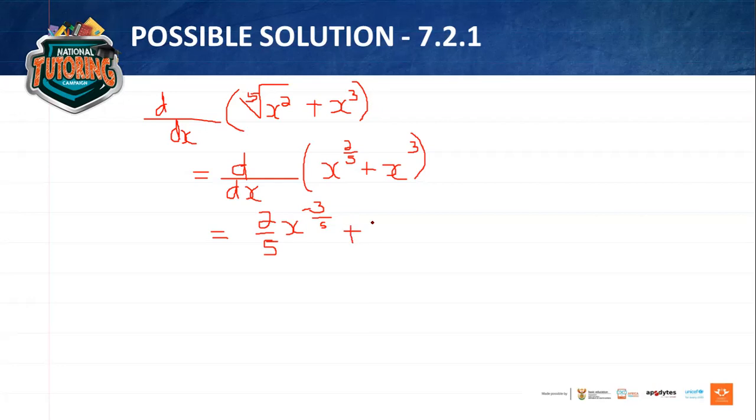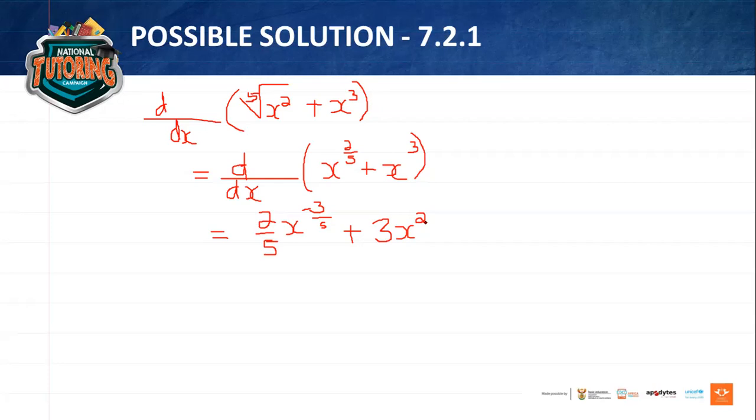Plus, now the 3 which jumped down is the 3. Then we've got your x, you remain with it. Then your exponent, you subtract 1, so it's left as 2. So that is the rule.